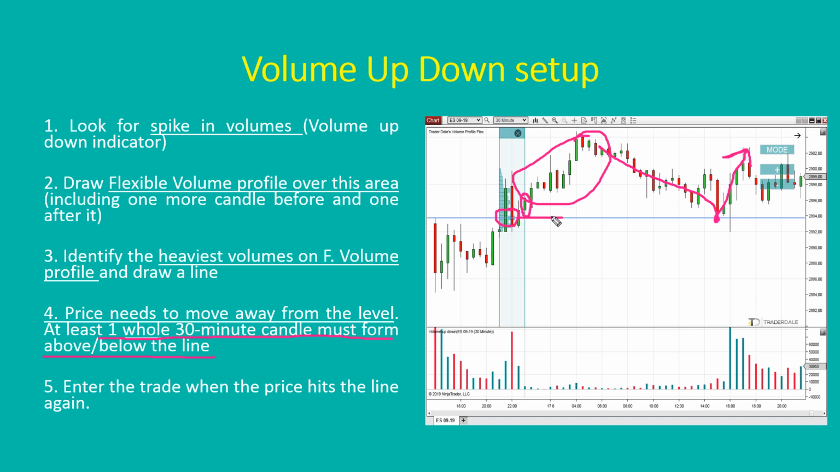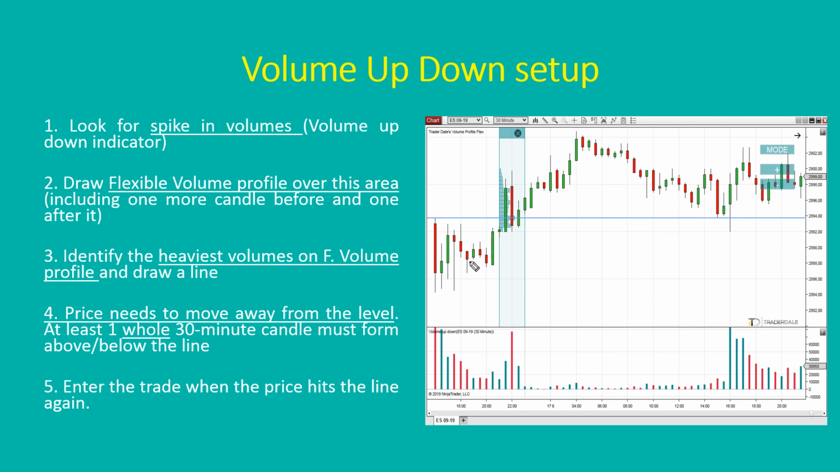You enter in the direction where the price moved away from the volumes. So the price moved upwards from those volumes, which means you will go long when the price hits the level. No need for any confirmation, you just enter at first hit. For example, when I traded EURUSD, I used a 10 pip stop loss and a 10 pip profit target.